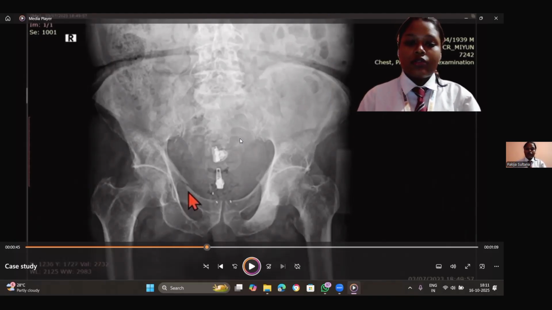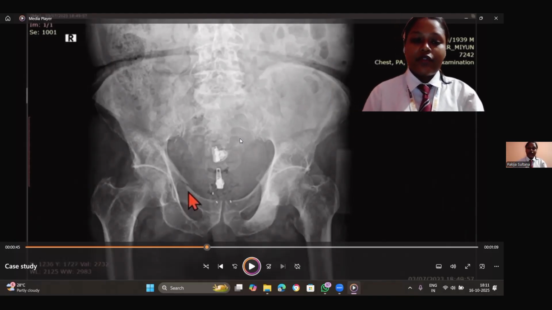Let's walk through the case. The 84-year-old patient arrived post-fall with suspected hip fracture. The clinician orders an acquisition scan of the hip region.